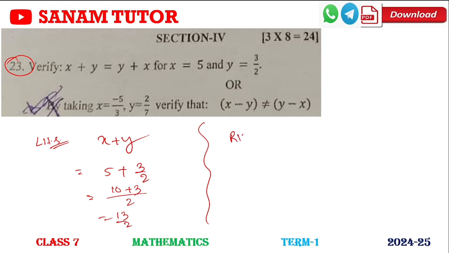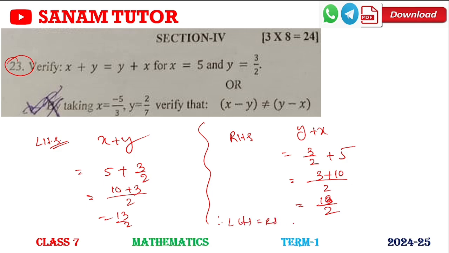Similarly RHS, y plus x, that is 3 by 2 plus 5. LCM is 2, 3 plus 10, that is 13 by 2. Therefore LHS equal to RHS, proved or verified. Understand? Next question.